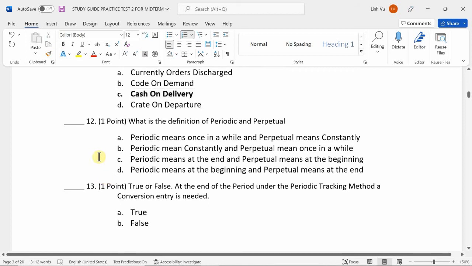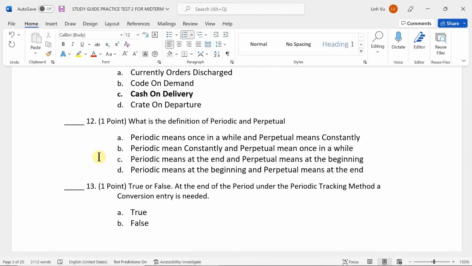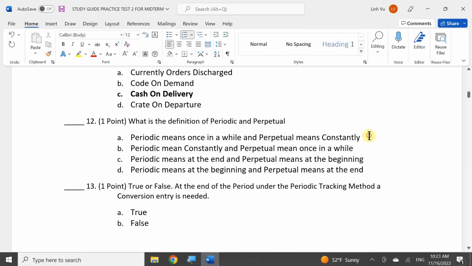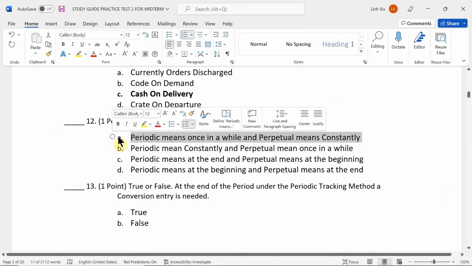Number 12. Okay, what is the definition of periodic and perpetual? So in this case, I kind of gave this one to you, right? Periodic means once in a while, and perpetual means constantly. So there you go, letter A.